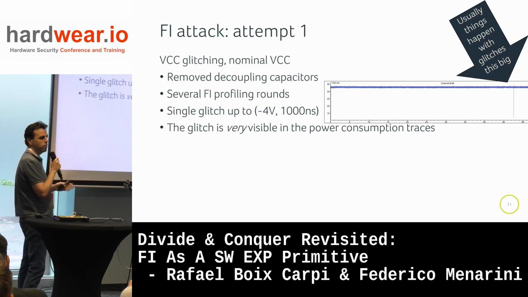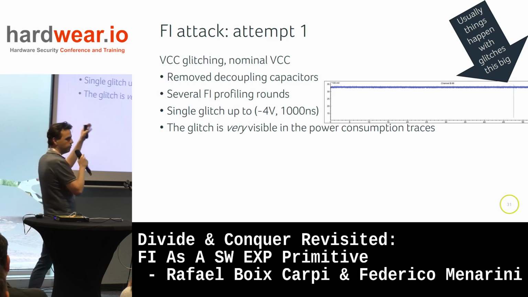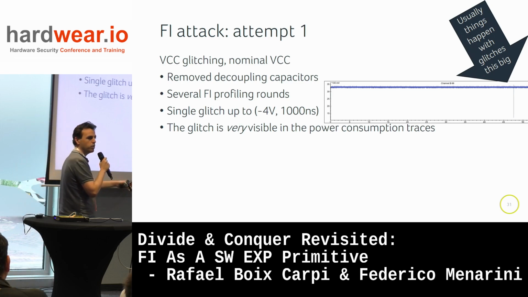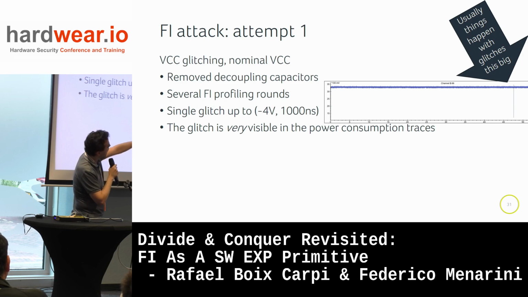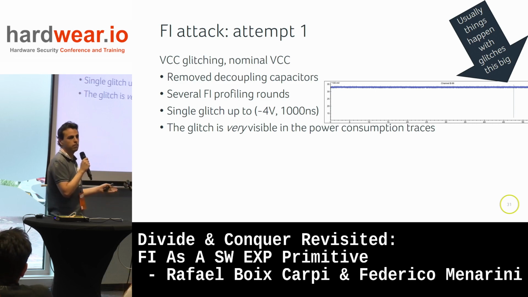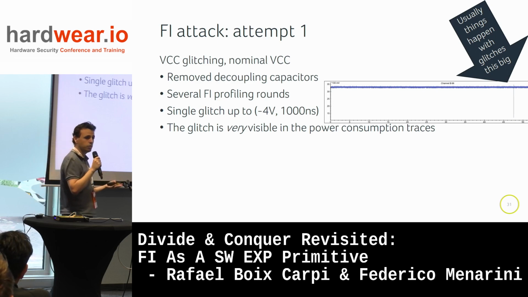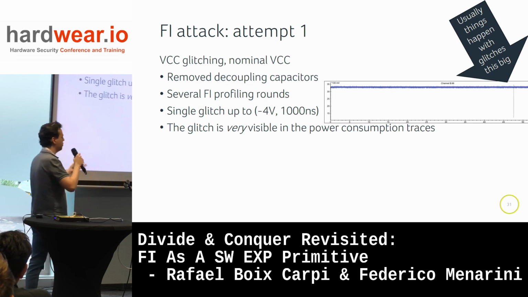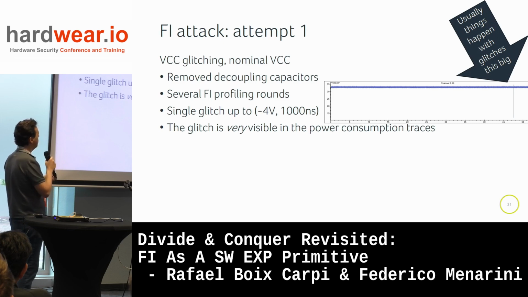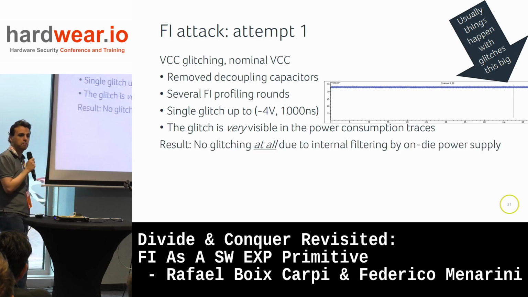And we start even with really, I would say, crazy glitches, like dropping the voltage to -4 volts for 1 microsecond. You could see here, there is a spike there. Usually when you have glitches that big, either you have the device doing something or you have smoke. But this device was sort of, okay, what's going on? Well, what's going on is nothing.